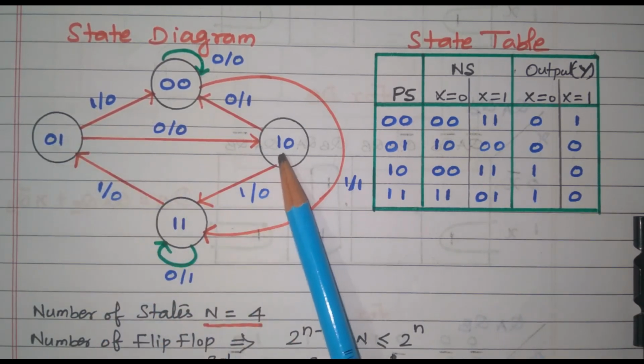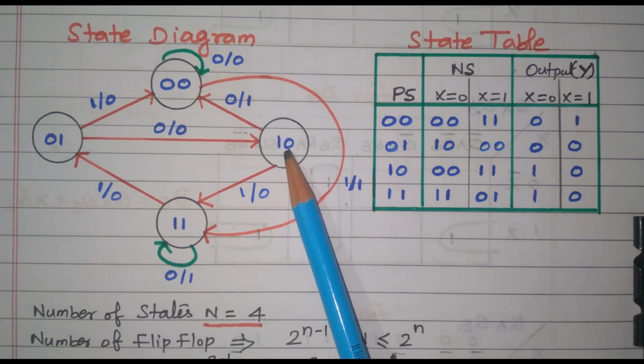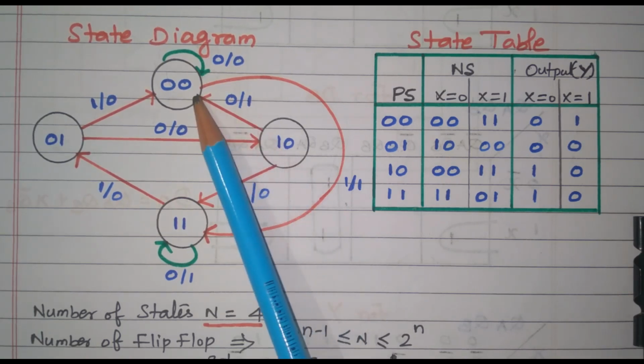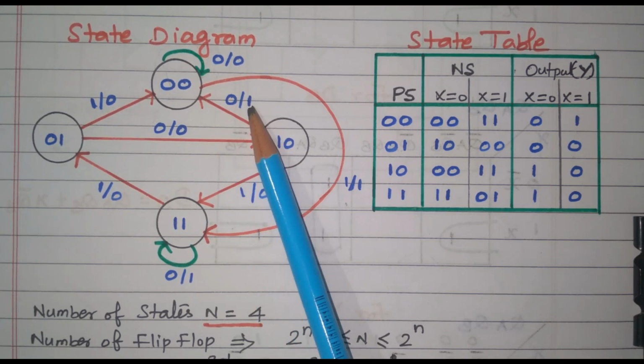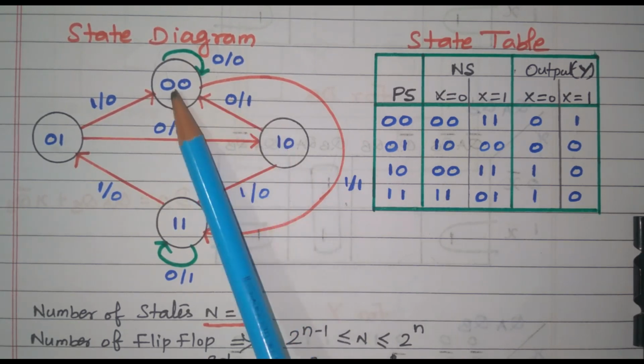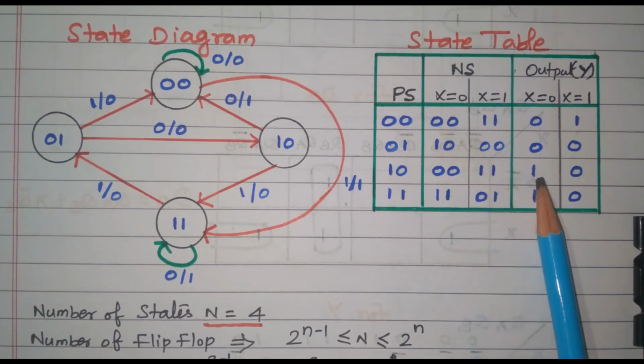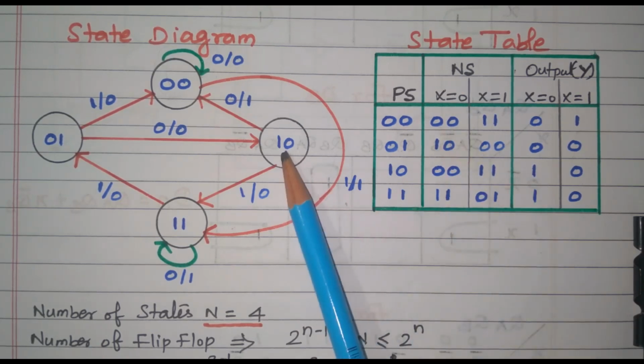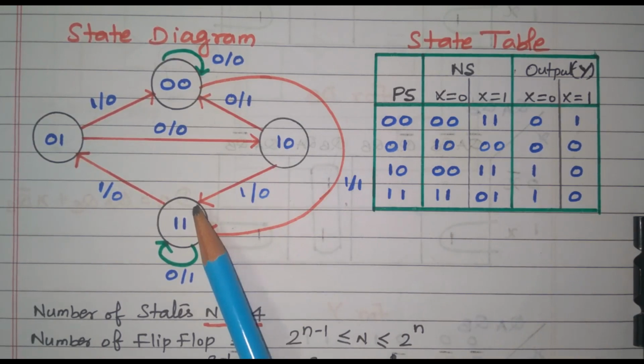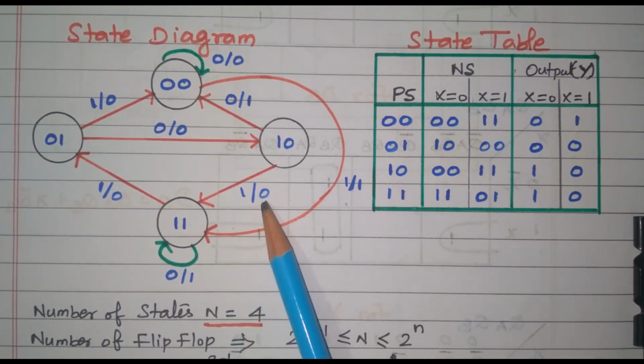Now, we will go to 10, right. This 10 goes to 00 for input 0, output 1. The same 10 goes to 11 for input 1, output 0, right.